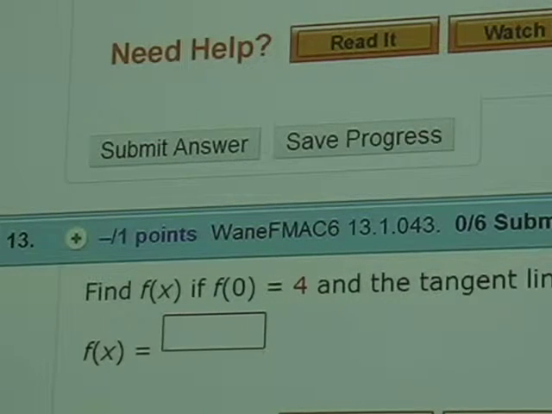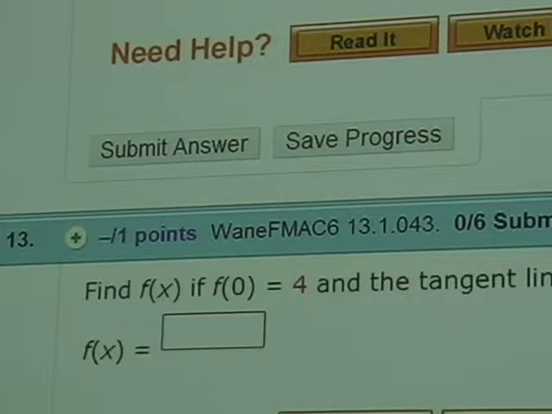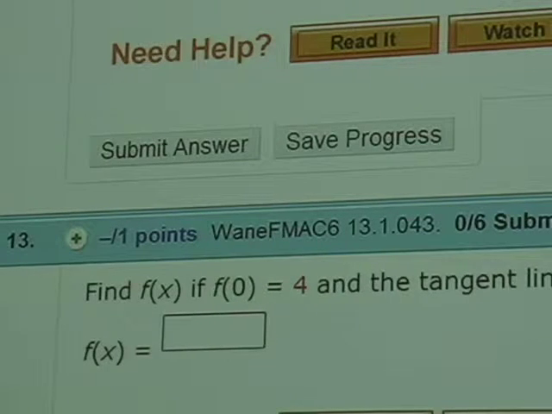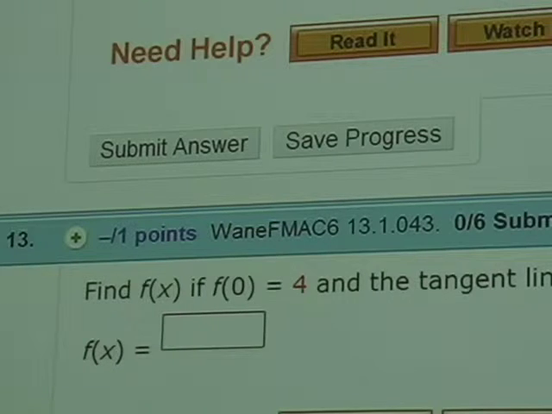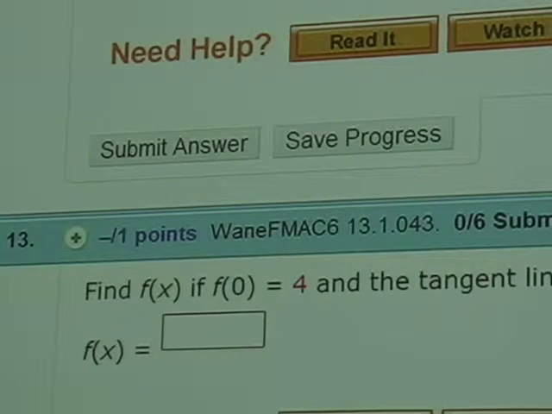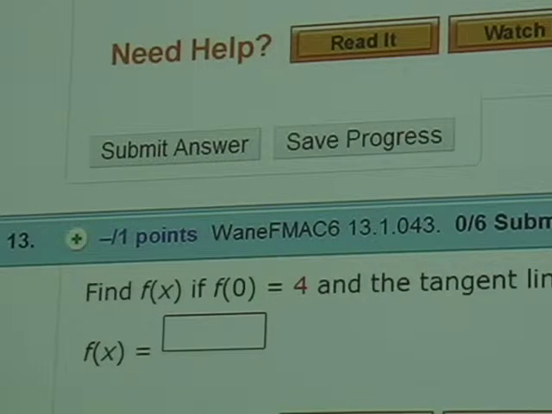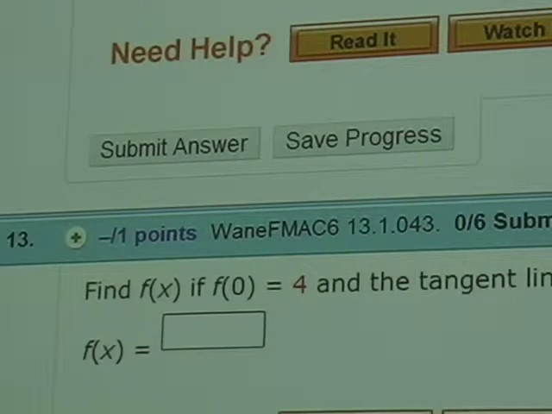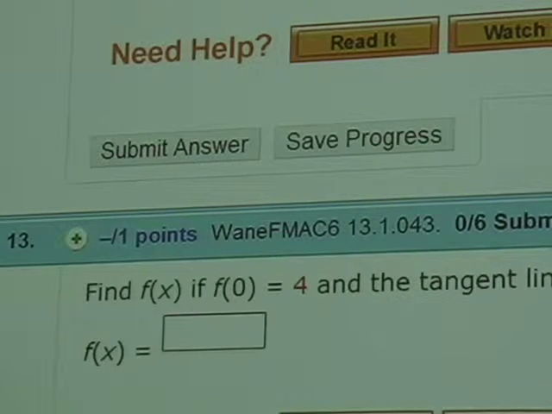It's very similar, right? So they also give us a boundary condition. What's the boundary condition in this one? F of 0 equals 4, or the constraint is F of 0 equals 4. And they tell us what? Again, the tangent line has a slope of 7x. So that means the derivative of the function is 7x.